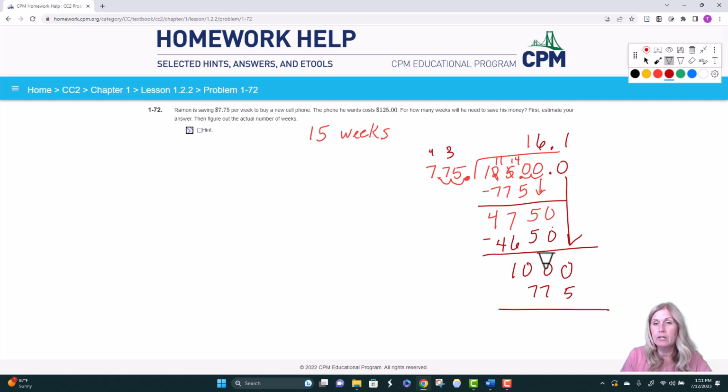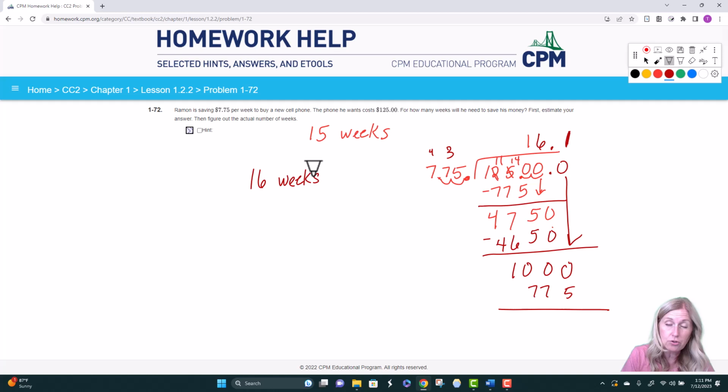Okay, so if you look at what the problem's really asking, this is how many weeks will he need to save his money? So we already know it's 16 and something. So we just need to decide, are we going to estimate that it's going to take him about 16 weeks, or is it so far into the 16 that it's almost 17 weeks? Well, just by putting this 1 right here, we already know that that is going to round that 16 to a 16 rather than rounding up to a 17. So we really don't need to go any further. So it's going to take him about 16 weeks.